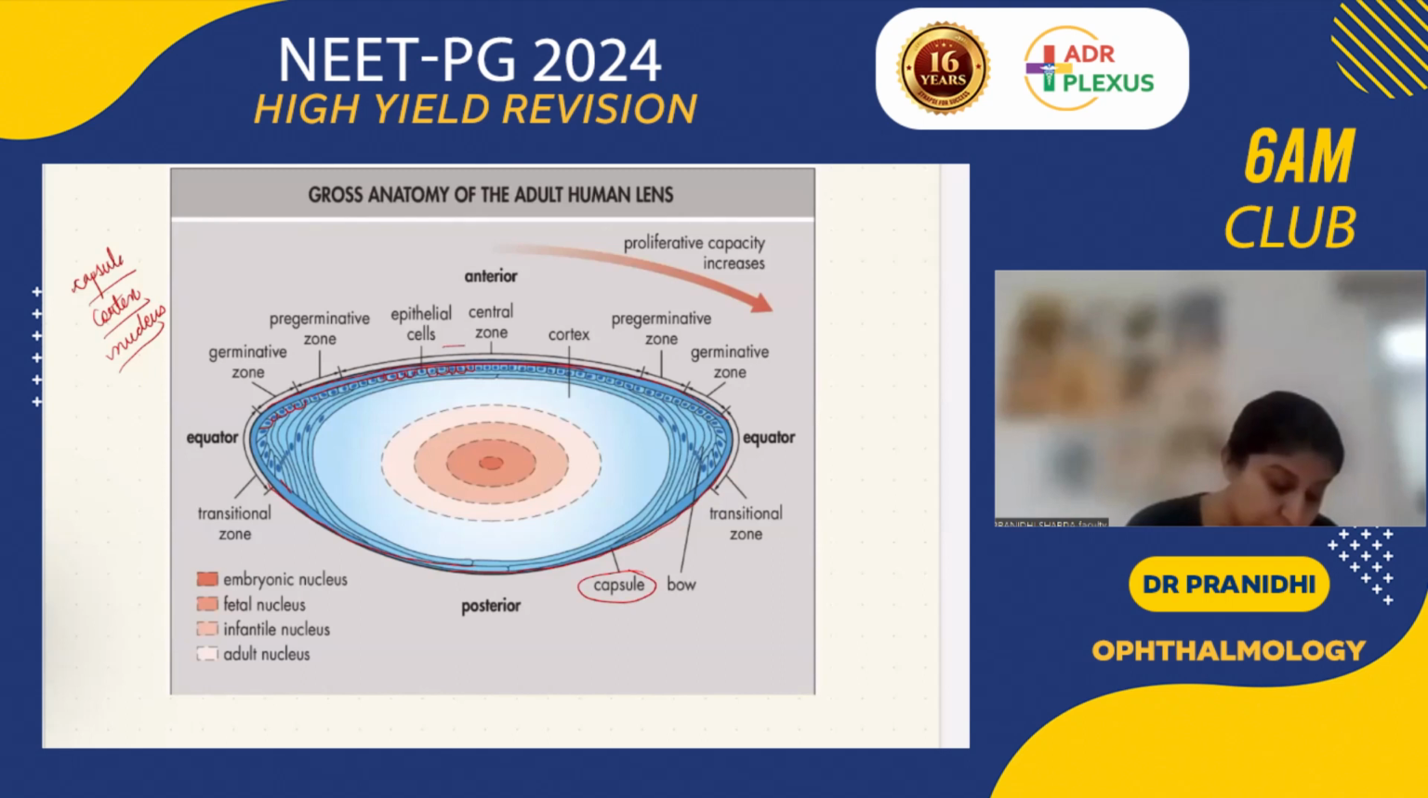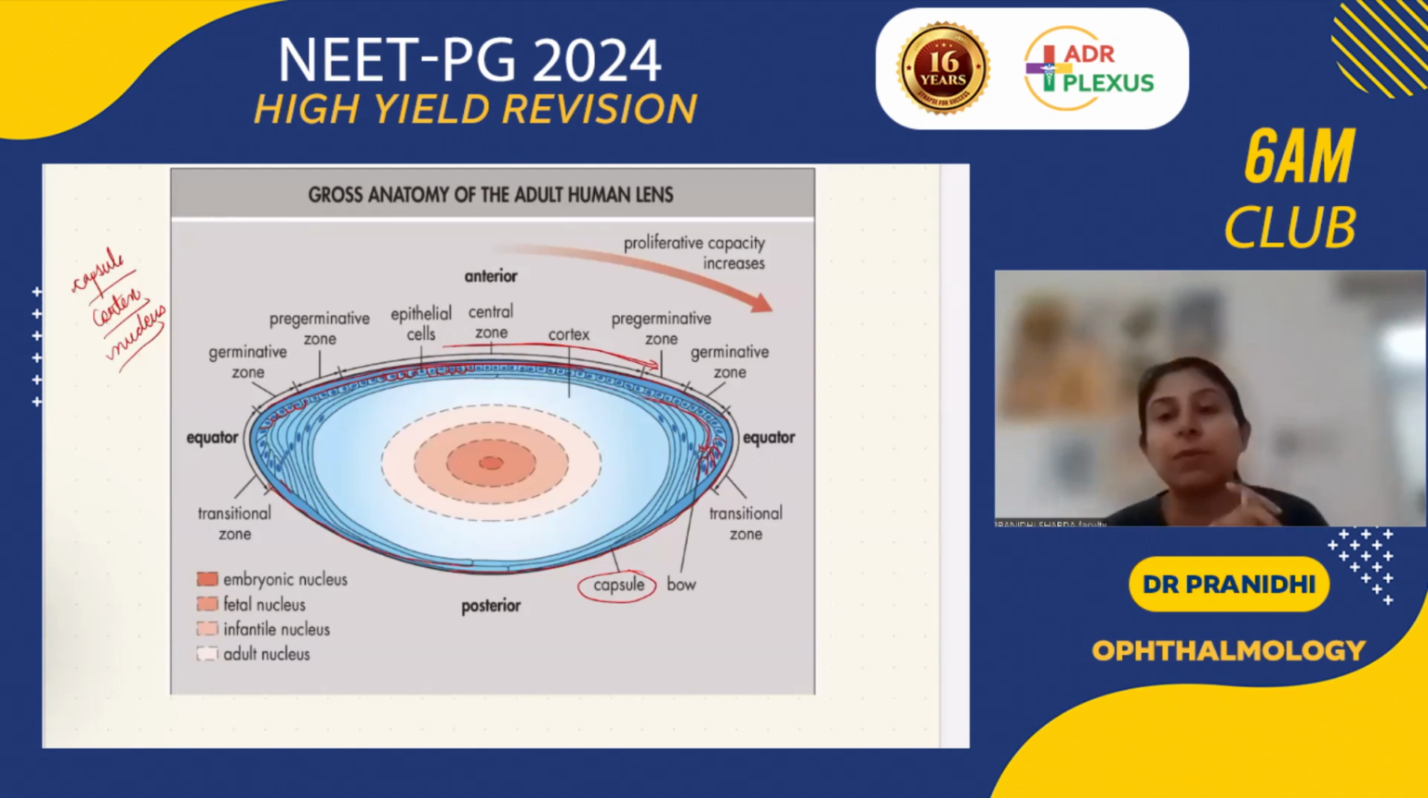But as we go from the center towards the periphery, please focus here, the shape of these cells changes. Can you appreciate? From cuboidal shape, they are becoming columnar. So as we go from the center to the periphery, they change their shape from cuboidal to columnar.